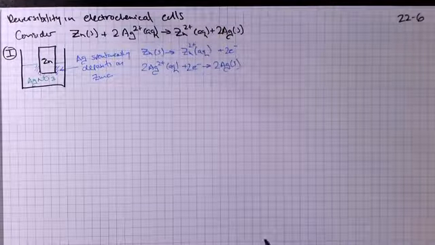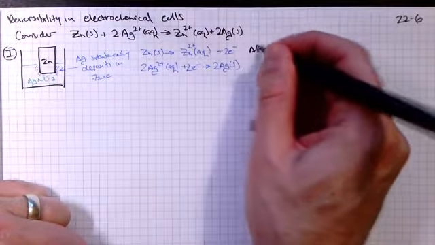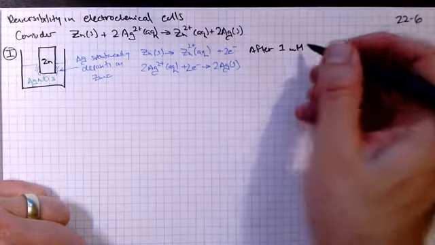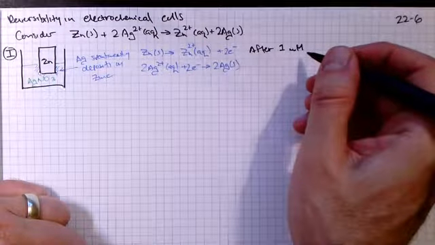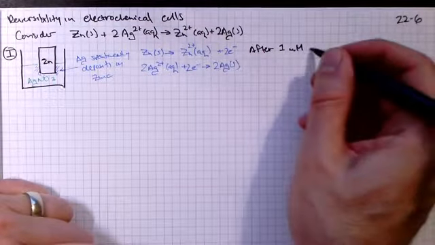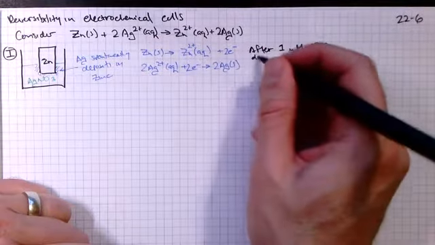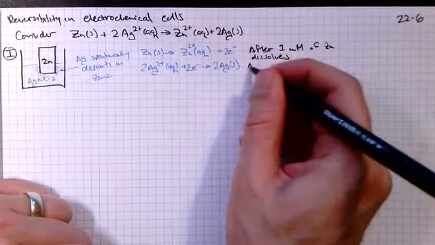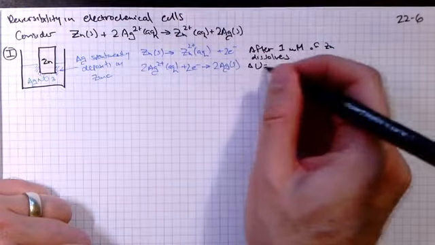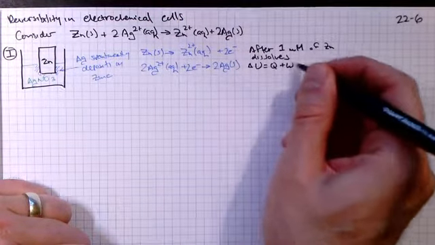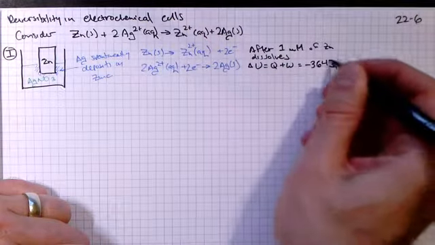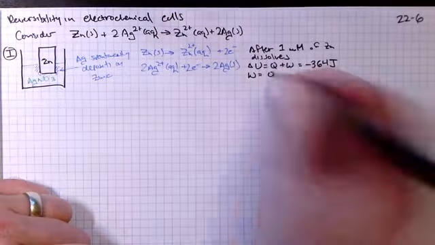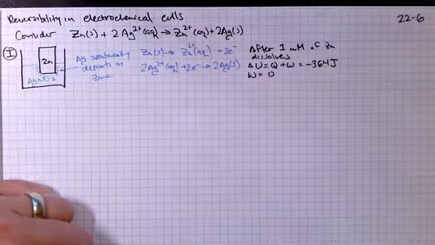So if we think about analyzing that, right after 1 millimolar of zinc is dissolved, we have a change in energy of the system, which is Q plus W of minus 364 joules. Okay, so it's a spontaneous exothermic reaction. There's no work done, obviously. We haven't even hooked it up to anything.